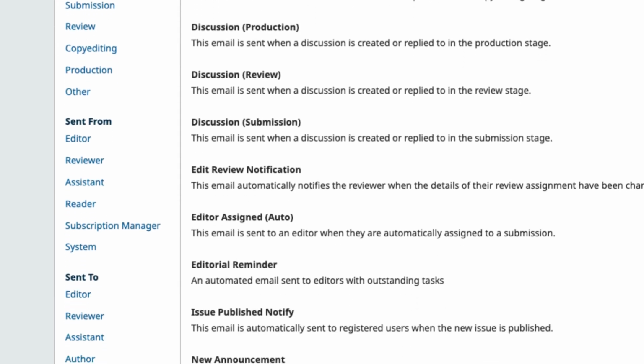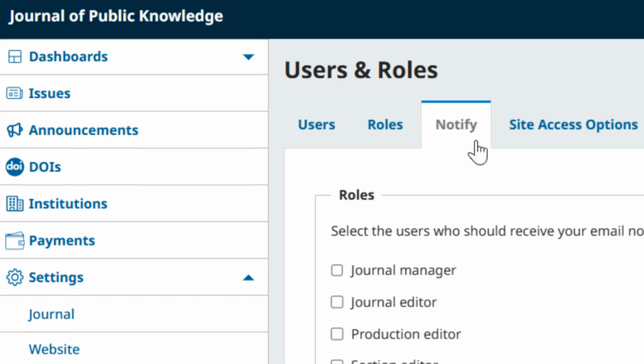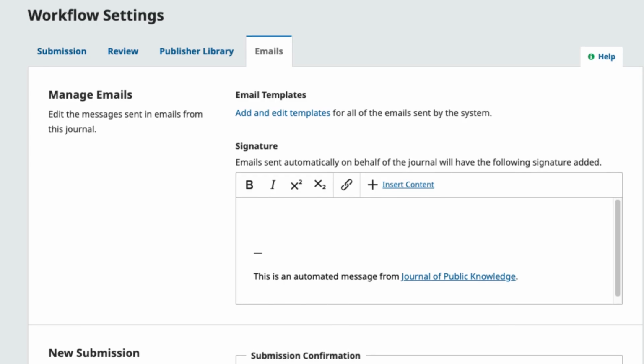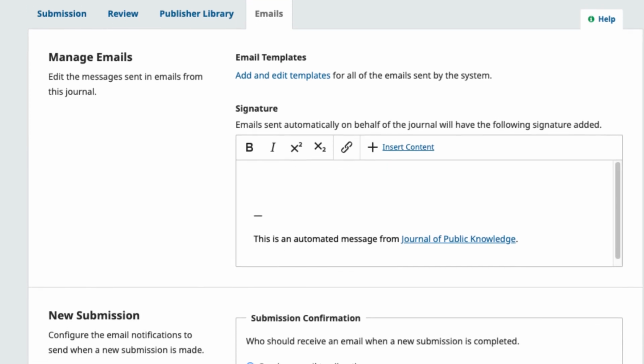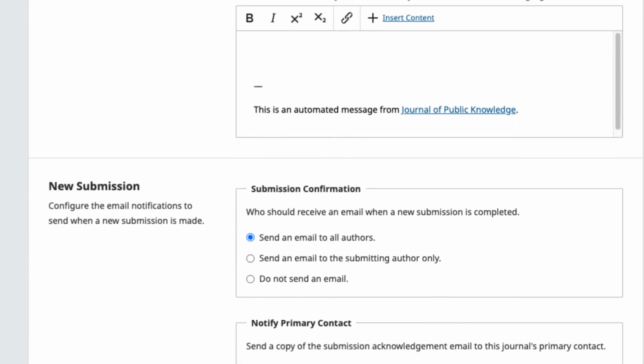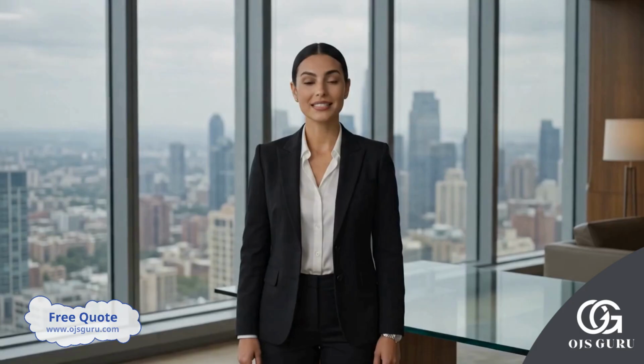The third is your OJS notification settings themselves. Inside OJS, editors can accidentally turn off certain notification types, or the default templates can get changed in a way that breaks the trigger. So sometimes it is not even a technical failure. It is a setting that got flipped and nobody noticed.